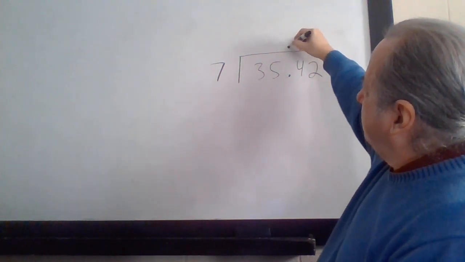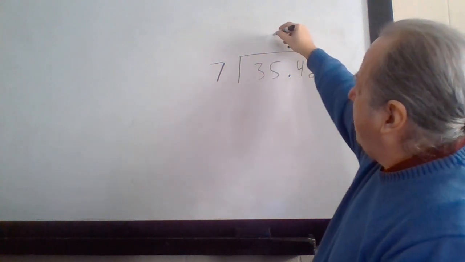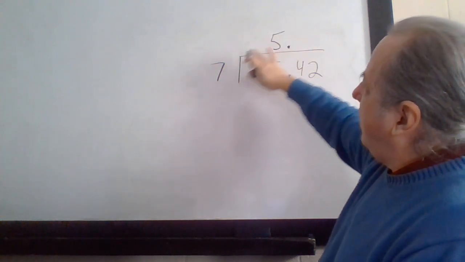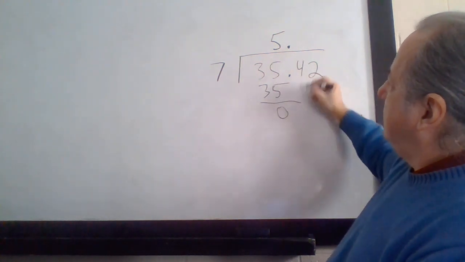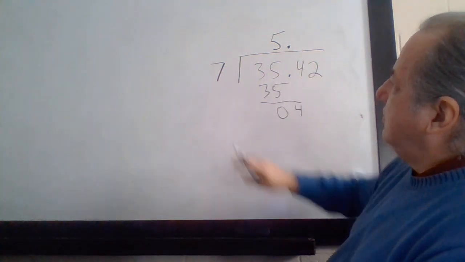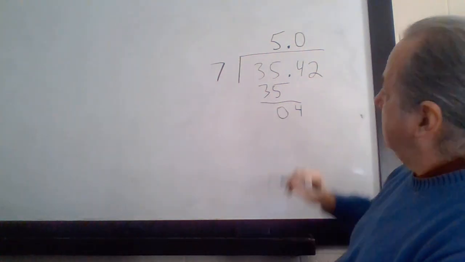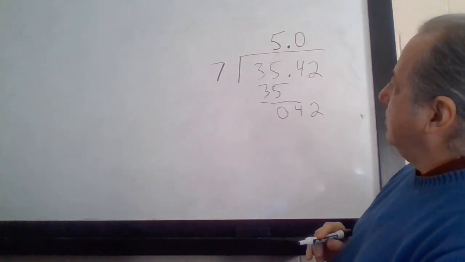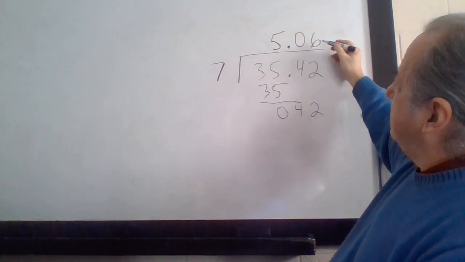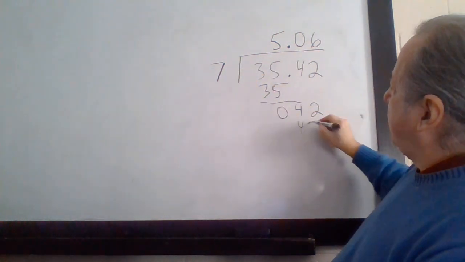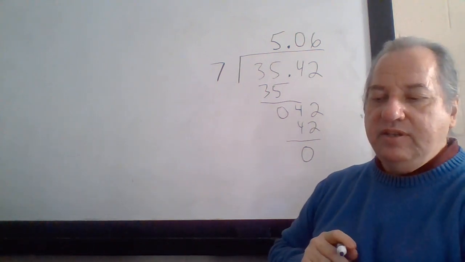So line up your decimal. 7 doesn't go into 3, but 7 does go into 35 5 times. 5 times 7 is 35. Subtract. Bring down the next number. 7 does not go into 4, so I need a 0 there. Bring down the next number. 7 does go into 42 6 times, and 6 times 7 is 42 with no remainder, so 5.06 is your answer.